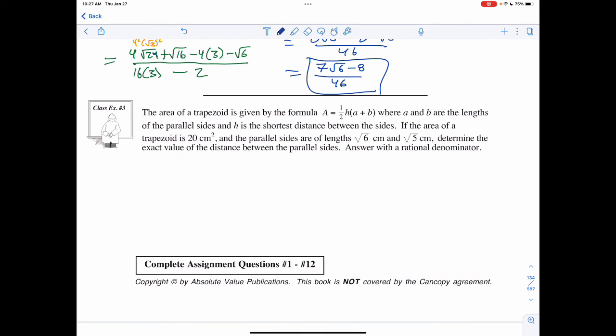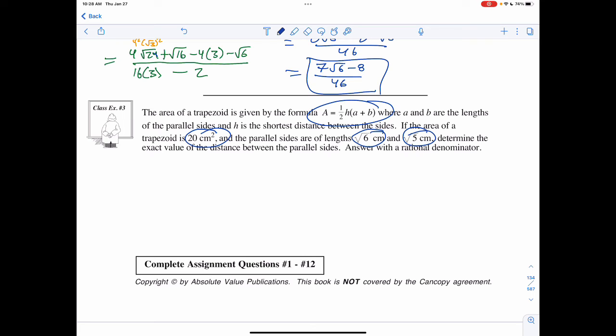And the last one gives us a problem. The area of a trapezoid is given by the formula: the area is equal to 1/2 the height times a plus b, where a and b are the lengths of the parallel sides, and h is the shortest distance between the two sides. If the area of a trapezoid is 20 centimeters squared, the parallel sides are lengths root 6 and root 5. Determine the exact value of the distance between the parallel sides.